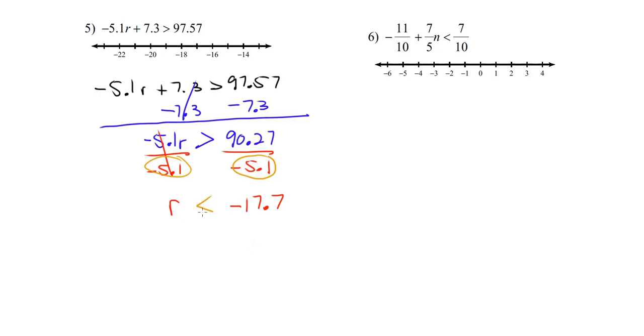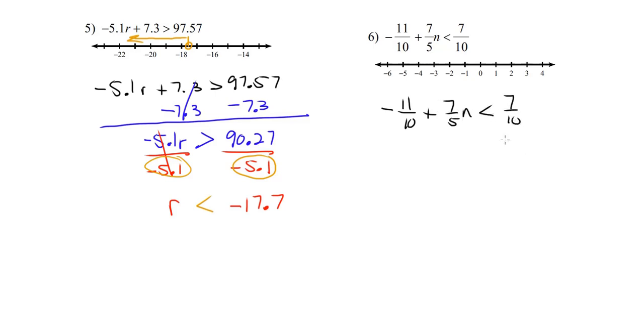We're going to need a hollow circle, and negative 17 is right here. So negative 17.7 is going to be a little bit more than halfway between negative 17 and negative 18. So about here, and it's less than, so our arrow points to the left. All right, number 6, last question. We have negative 11 tenths plus 7/5 n is less than 7 over 10.